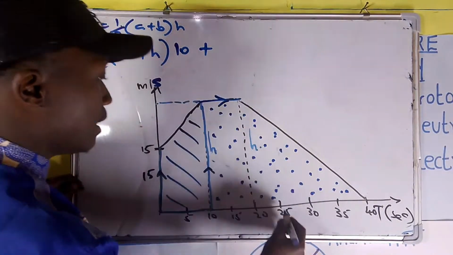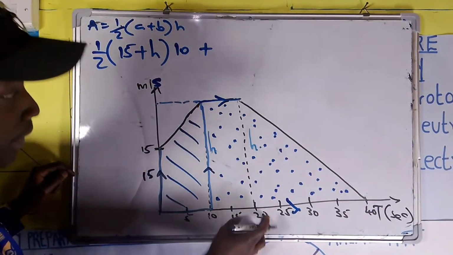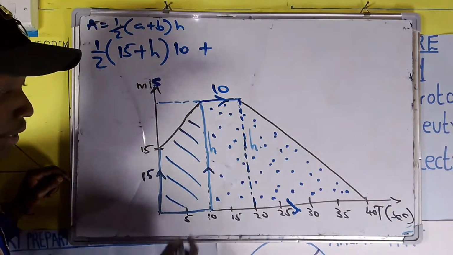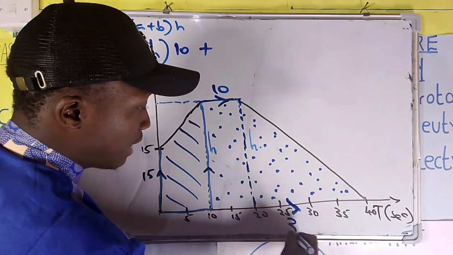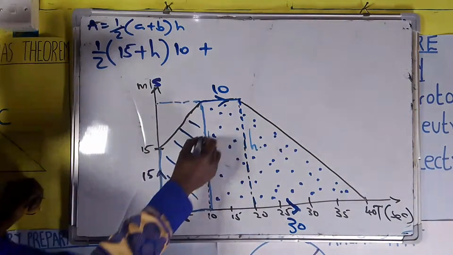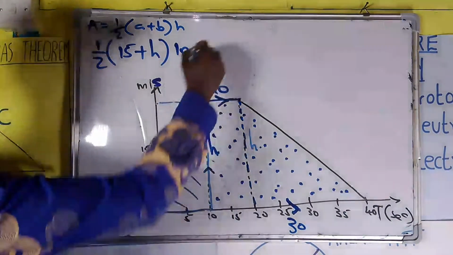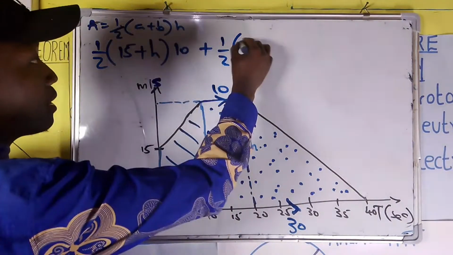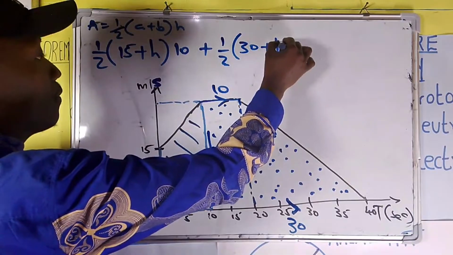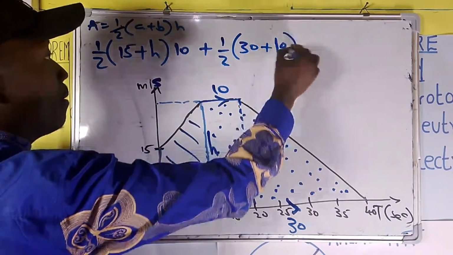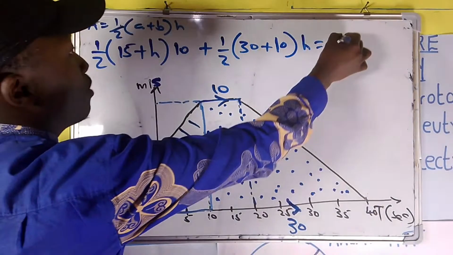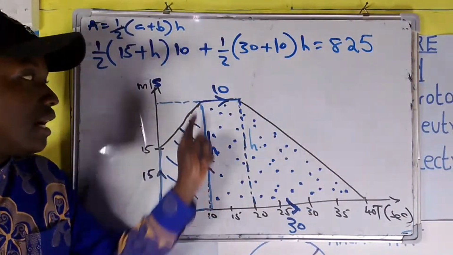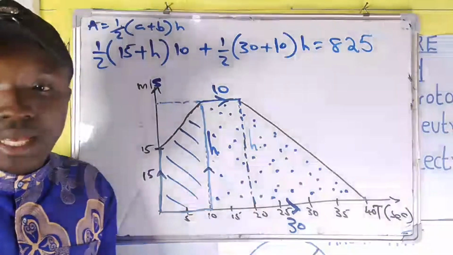These are the parallel sides. From 10 to 20, this is 10. That's why I divided it like that. Then from 10 to 40, this whole part is 30. What about our height? We don't have the height. So plus a half into bracket 30 plus 10, multiplied by h, is equal to 825. Don't forget h is the speed the cheetah attains, so we are supposed to determine h.